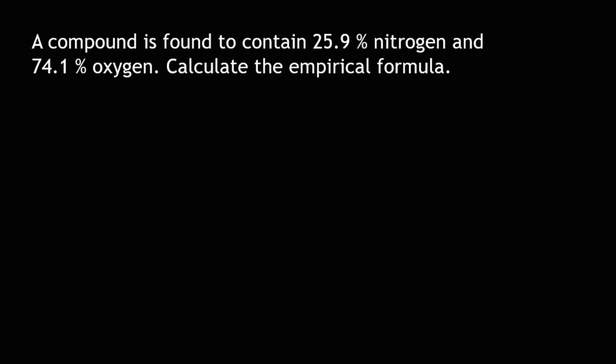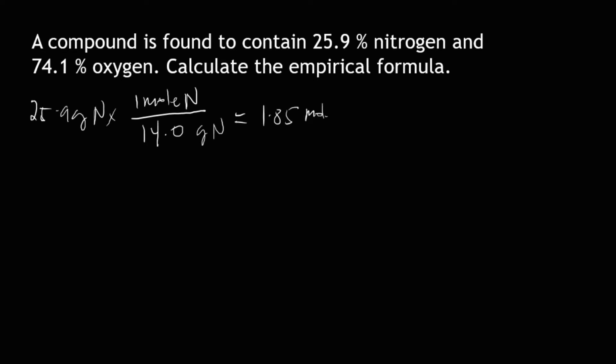Alright, let's have another example. A compound is found to contain 25.9% nitrogen and 74.1% oxygen. Calculate the empirical formula. Again, we assume this is a 100 gram sample. So we have 25.9 grams of nitrogen multiplied by 1 mole of nitrogen divided by the molar mass, which is 14.0. I am using the rounded molar mass here. This gives 1.85 moles of nitrogen.